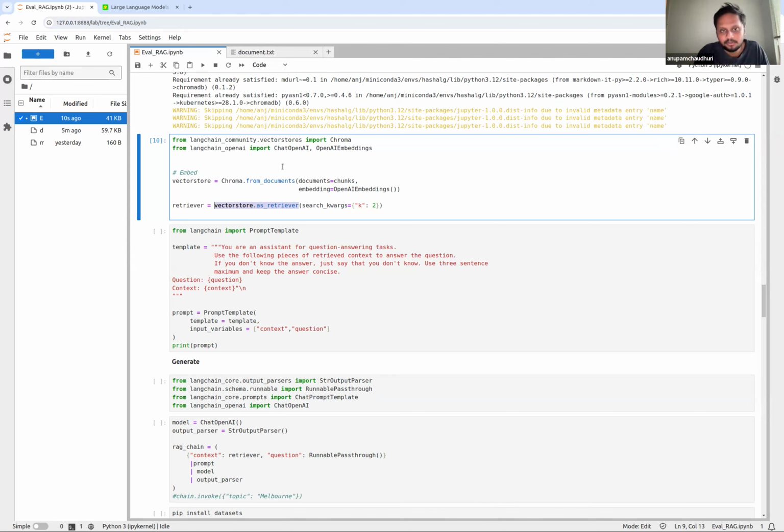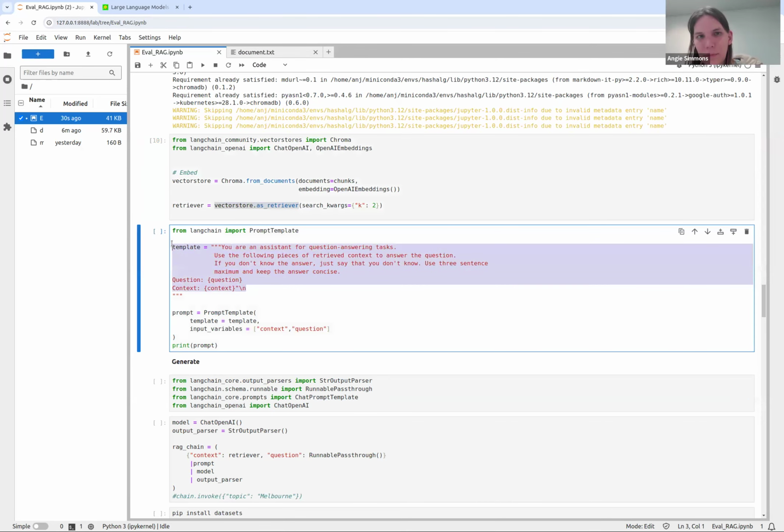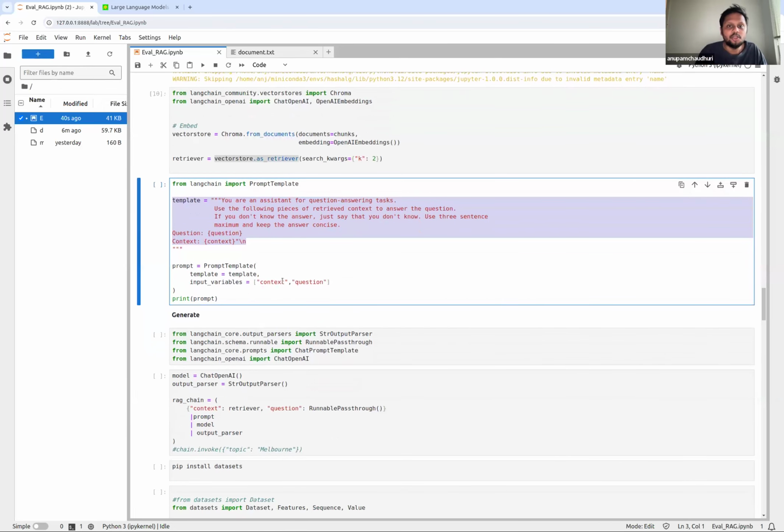With that, we will start creating the RAG chain pipeline. For that, we need to define a template to tell the large language model what the task is. So here I said: you are an assistant for question answering tasks. Use the following piece of retrieved context to answer the question. If you don't know the answer, just say that you don't know. Use three sentences maximum and keep the answer concise.